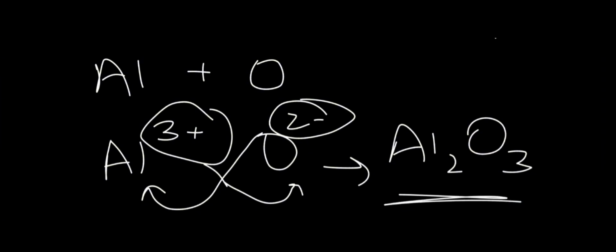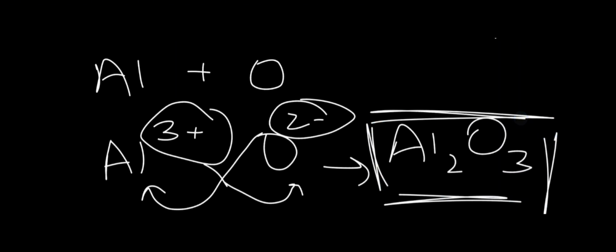This only works when the charges aren't equal. In sodium chloride, both elements had equal plus and minus charges, so it wouldn't work for that. It would just be Na1Cl1, but we don't write those ones. But it works for this type of situation.